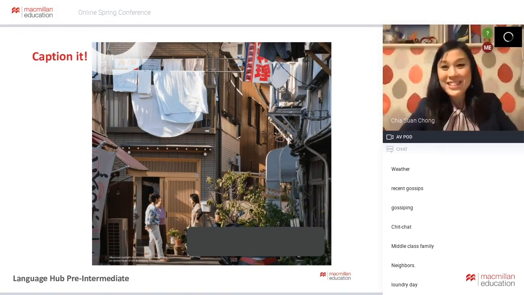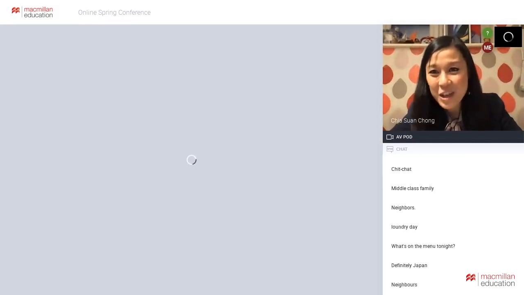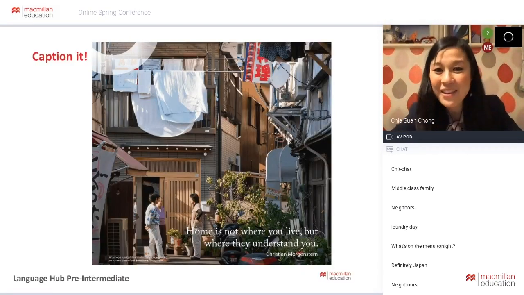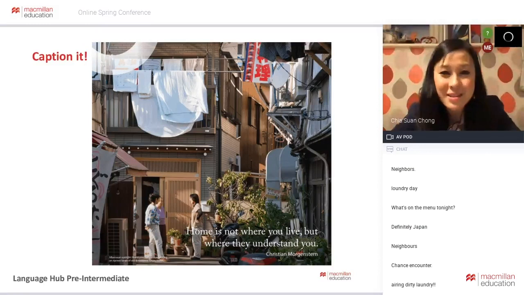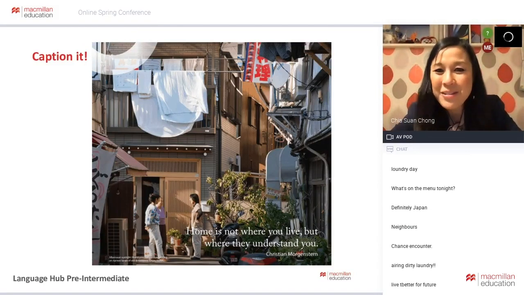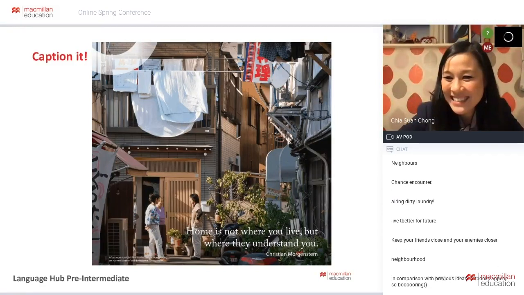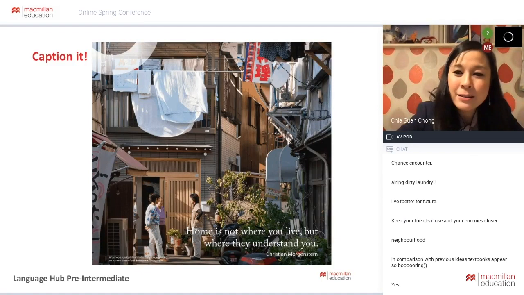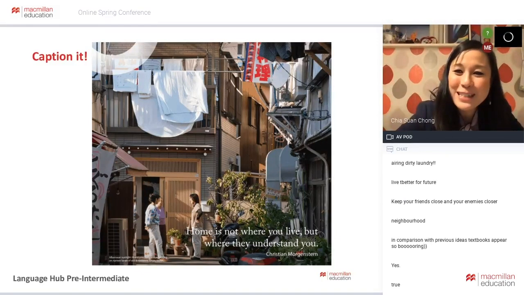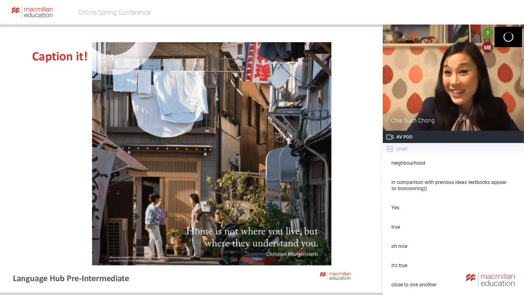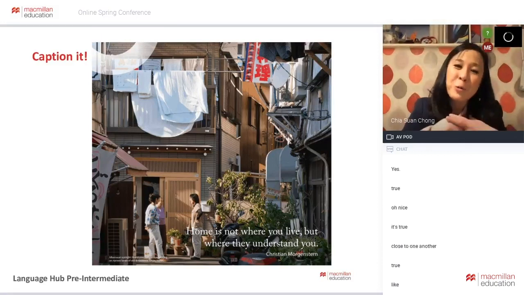Now, on this page, this is a unit opener of Language Hub Pre-Intermediate. And the quote we have here is from Christian Morgenstern. And it's, home is not where you live, but where they understand you. Oh, isn't that sweet? Julian, you're a little bit cynical there. Keep your friends close and your enemies closer. And then over here, we've got a really sweet one about home.